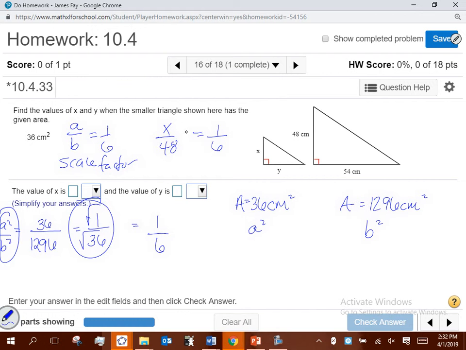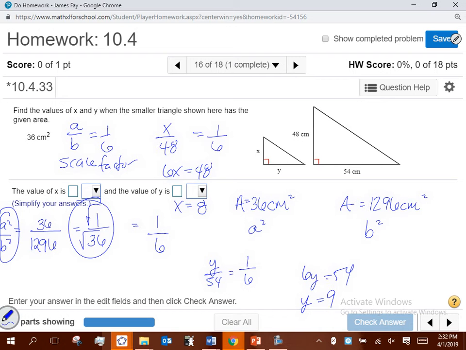Can I then cross multiply and get 6X equals 48? X then is what? 8. Okay. I can do the same thing then with Y. I can say Y compares to 54, just like 1 compares to 6. So I get 6Y equals 54. What's Y going to be? 9. So you can do it that way.